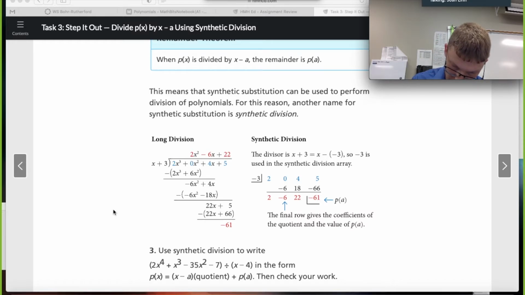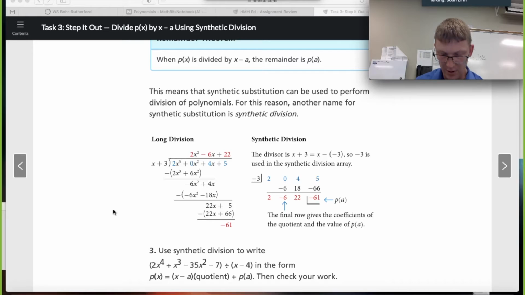So bring this number down, multiply that number, so you get negative 6x, add, so there you go, you got your negative 6x, and so on and so forth. So negative 6 times negative 3, positive 18, add it together, 22, 22 times negative 3, negative 66, add it together, you get negative 61. So you've got these numbers down here.